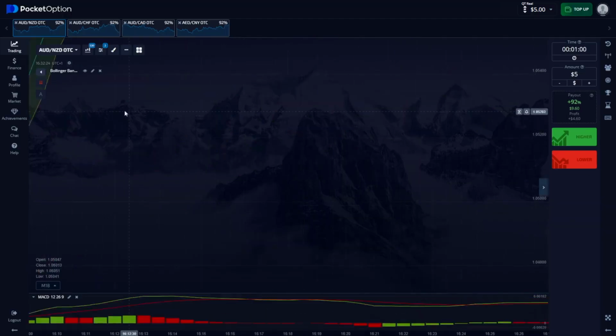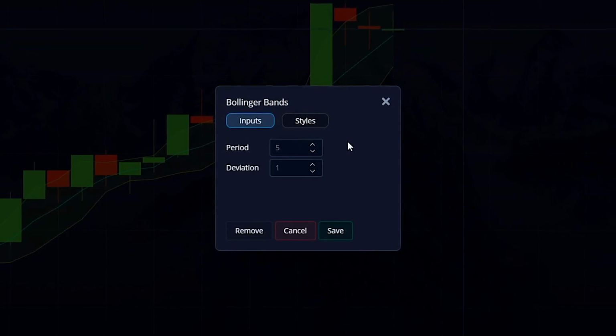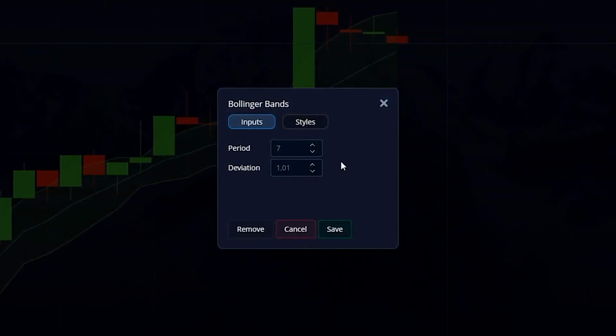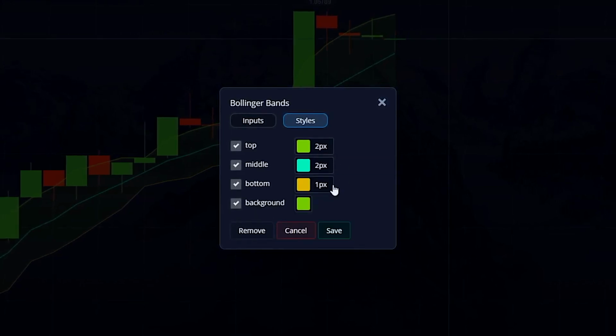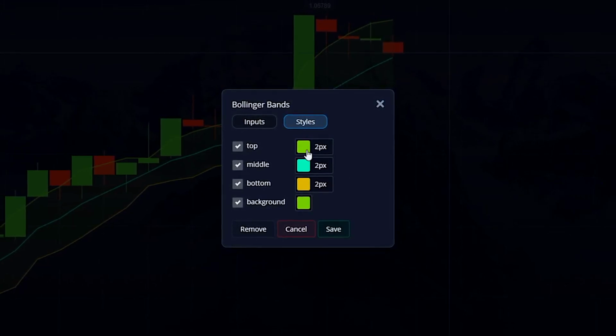Now, first things first, let's get our indicator set up. For Bollinger Bands, set the period to 7 and the deviation to 1.01. Now, adjust all the line styles to 2 pixels and make the top line white. Keep the middle line green and set the bottom one to red. Now, this combo of indicators is widely used because it's highly effective. It helps identify volatility and potential price movements with great accuracy. You'll be able to spot those critical breakout points like a pro.